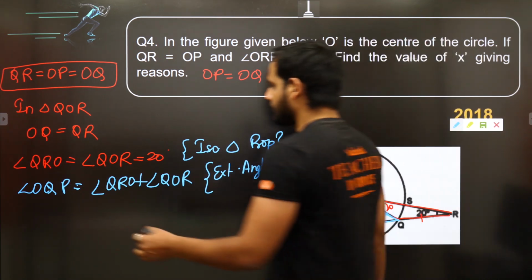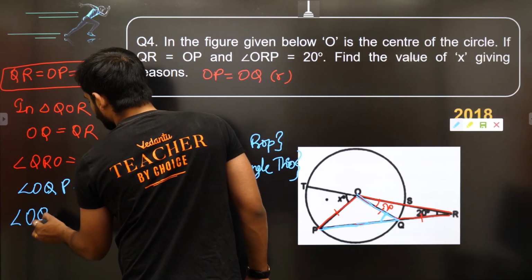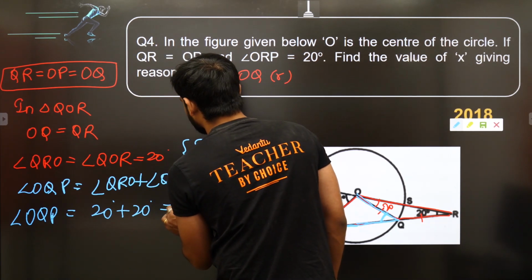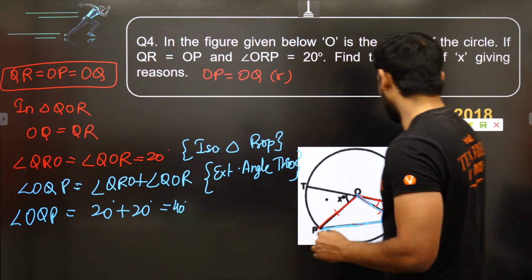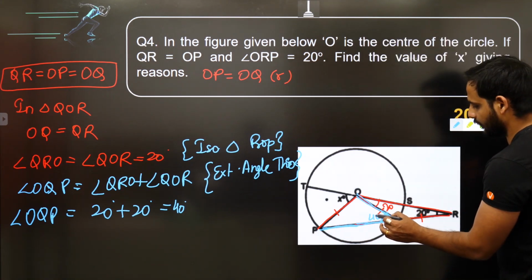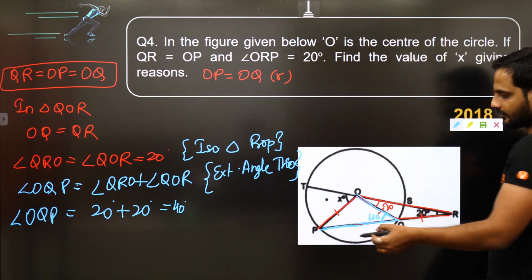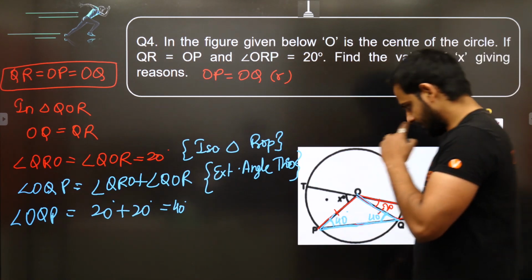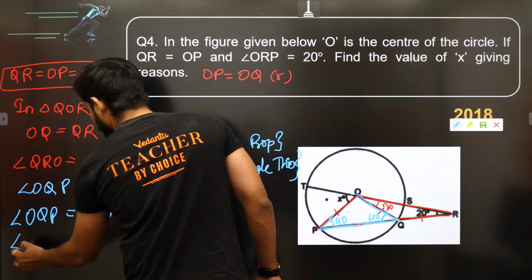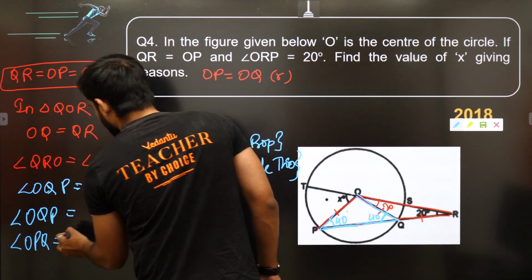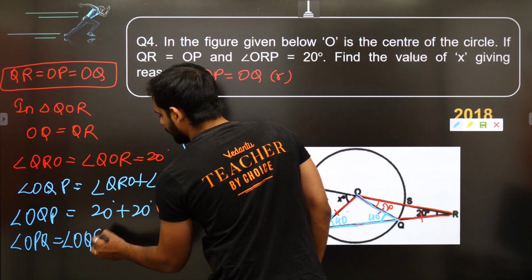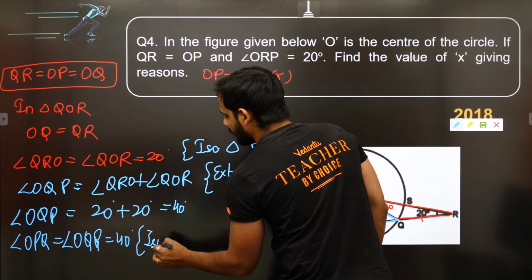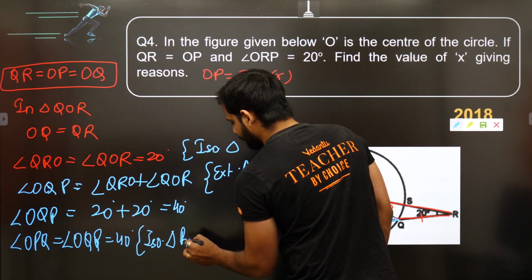Okay, so I can say, sir, angle OQP will be equal to 20 plus 20, which means 40 degrees. So beta, this angle we have got as 40 degrees. Now again, using the isosceles triangle property, I can say this angle will also be 40 degrees. So angle OPQ is equal to angle OQP, which is equal to 40 degrees, and the reason is the isosceles triangle property.